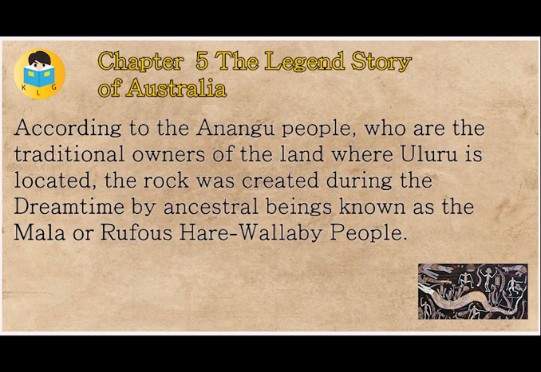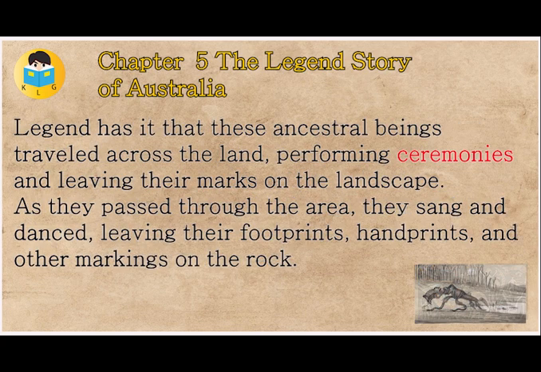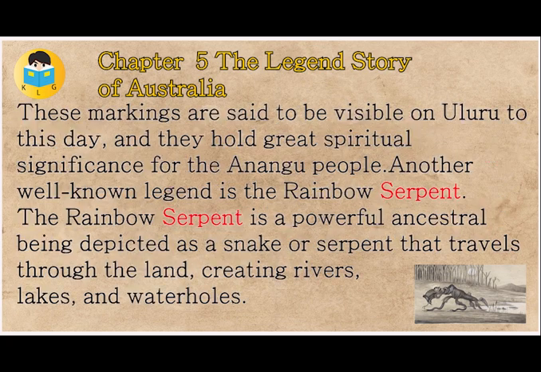According to the Anangu people, who are the traditional owners of the land where Uluru is located, the rock was created during the Dreamtime by ancestral beings known as the Mala, or rufous hare-wallaby people. Legend has it that these ancestral beings traveled across the land, performing ceremonies and leaving their marks on the landscape. As they passed through the area, they sang and danced, leaving their footprints, handprints, and other markings on the rock. These markings are said to be visible on Uluru to this day, and they hold great spiritual significance for the Anangu people.